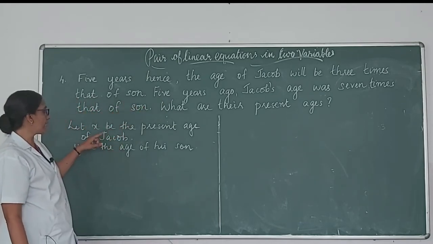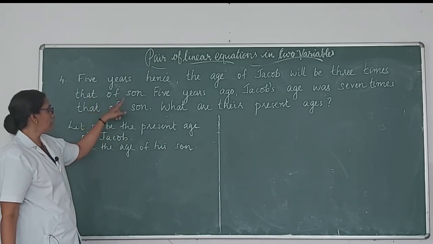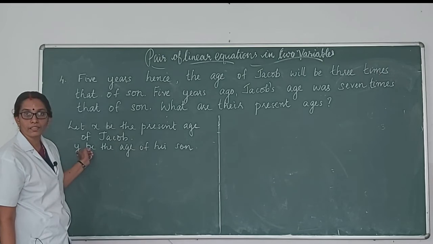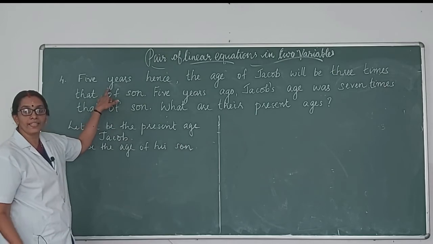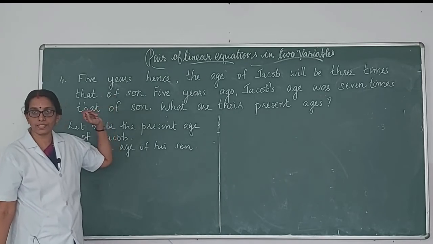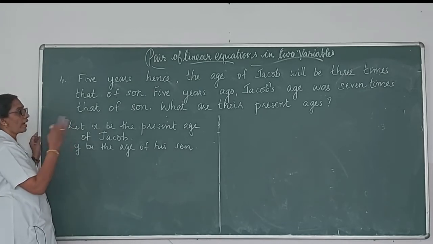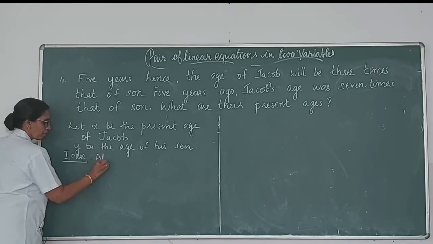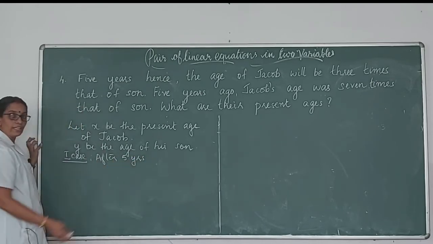So can we write this as age of Jacob x is equal to 3 times of his son's age? Can we write this as x is equal to 3y? No. That you have to remember always. The first case is given the age which is after 5 years, isn't it? So we have to consider both the ages after 5 years. So we have to change both the ages which is after 5 years.